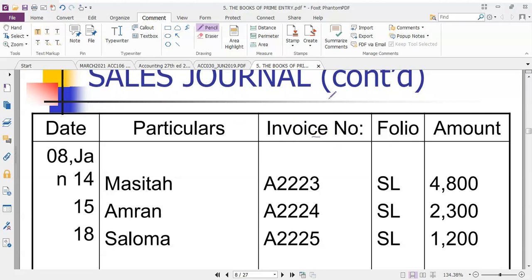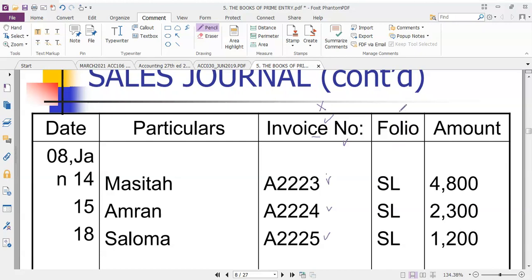Kalau ada source document disebut sales invoice, kalau ada tentang invoice number ni, barulah you record. Tapi kebiasaan kalau untuk tujuan education, you no need to open column number 3, invoice number. If you want to open it, it's okay also. Kalau ada dalam soalan tu ada invoice number, letak. Kalau tak ada tak perlu. And then folio means that after you open sales journal, folio ni kita kena letak.